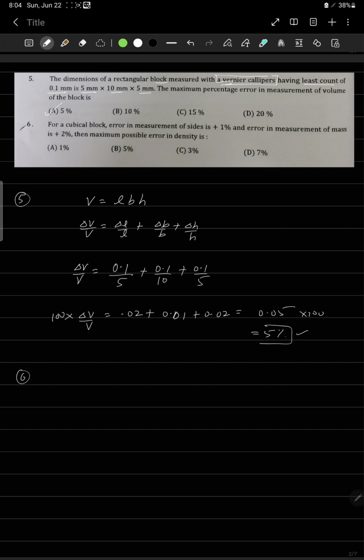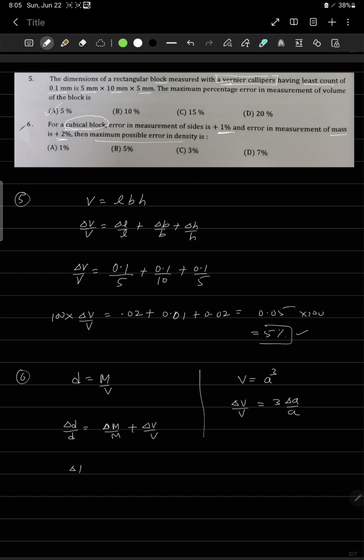Let's see the next one. For a cubical block, the error in measurement of side is 1% and the error in measurement of mass is 2%. What is the maximum error in density? Density is mass by volume, so delta D by D is equal to delta M by M plus delta V by V. The problem is that we don't have delta V by V, but we have the shape of the object and an error in the sides. The volume of a cube is a cube, where a is the side, so we can write delta V by V as 3 times delta a by a.